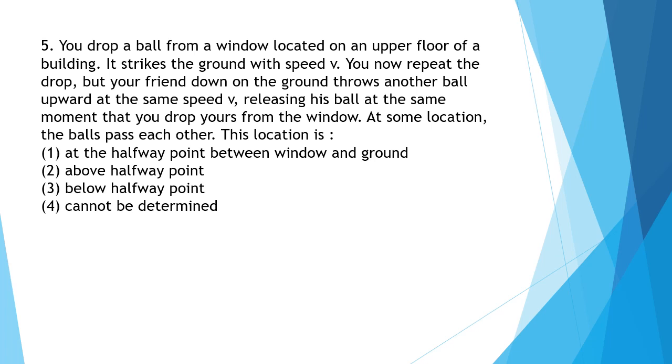The question is, where is the location? Questions like these are very common. This does not include calculations, but some other questions might include calculations in similar types of questions. So this one can be solved conceptually. As the two balls have been thrown simultaneously, the one which you drop has an initial velocity 0, and the one which your friend throws has an initial velocity v. Now assume that they pass each other at some location x.